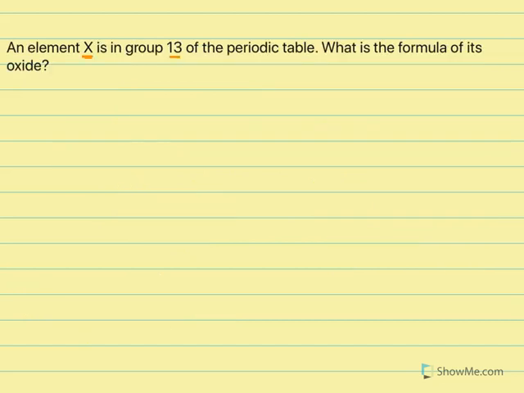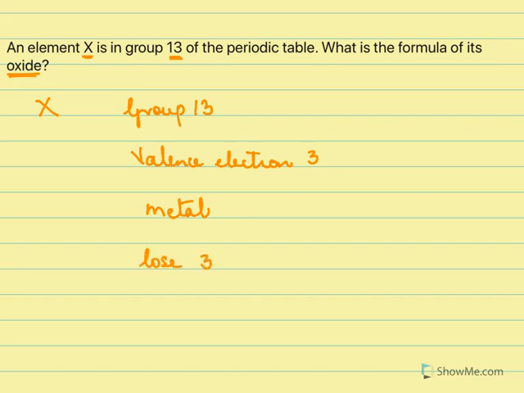Element X is in group 13 of the periodic table. What is the formula of its oxide? So X is in group 13. Group 13 means valence electrons 3. So it is a metal. If it is a metal, it will lose electrons. How many electrons will it lose? 3. Lose 3 electrons to make outermost orbit stable. Hence valency is plus 3.